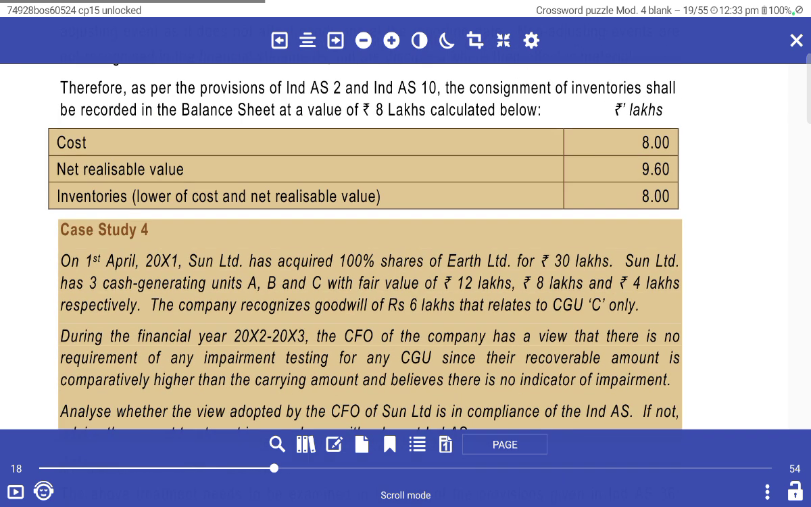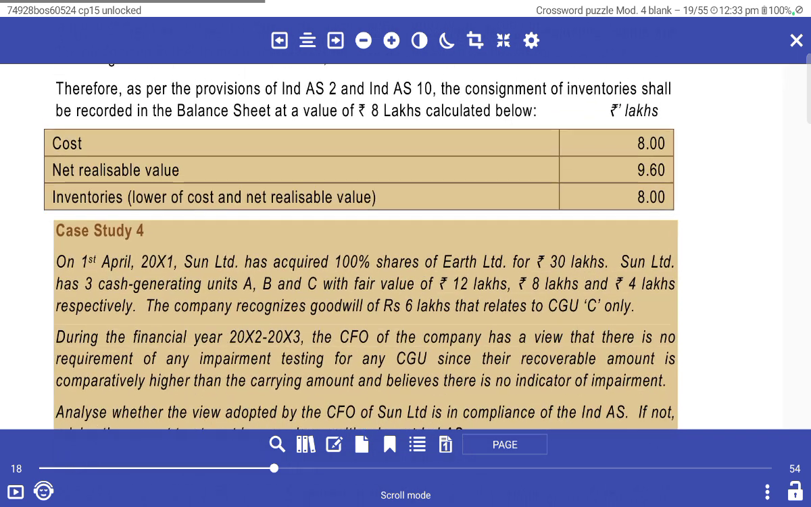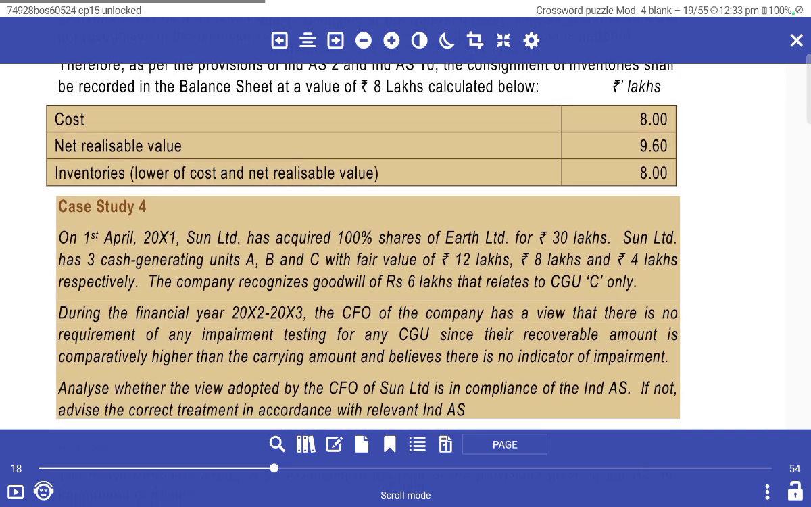Thus, as per the provisions of NDAs 2 and NDAs 10, the inventory shall be recorded in the balance sheet at the value of 8 lakhs, calculated as below. Cost is 8 lakhs, net realizable value is 9 lakhs. Inventories, whichever is lower of cost or net realizable value: 8 lakhs.